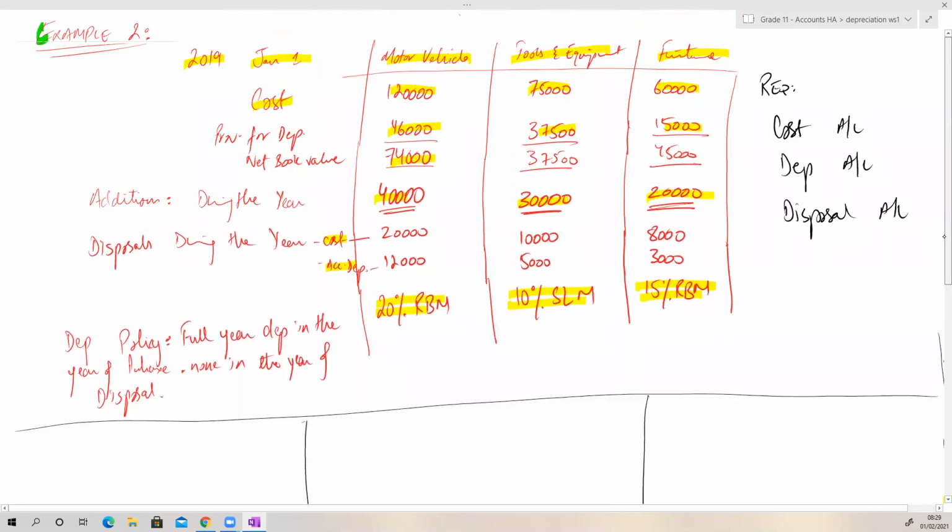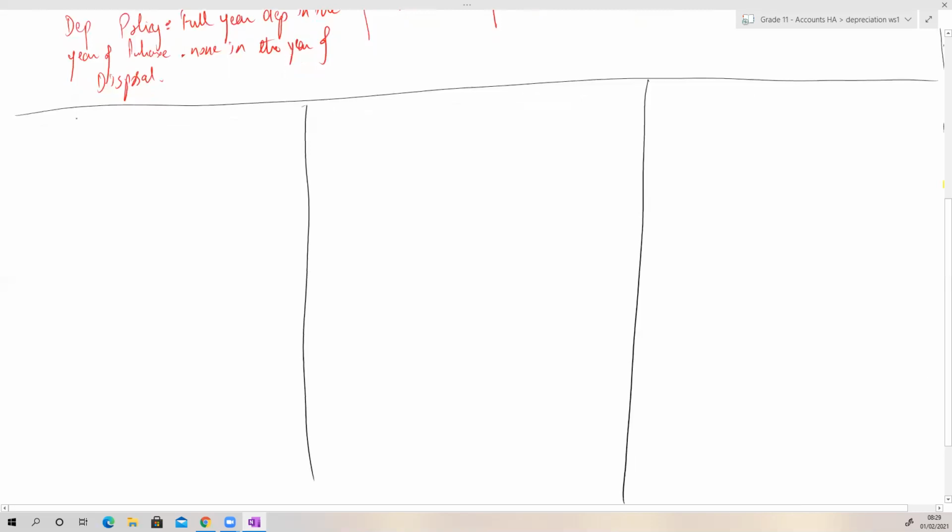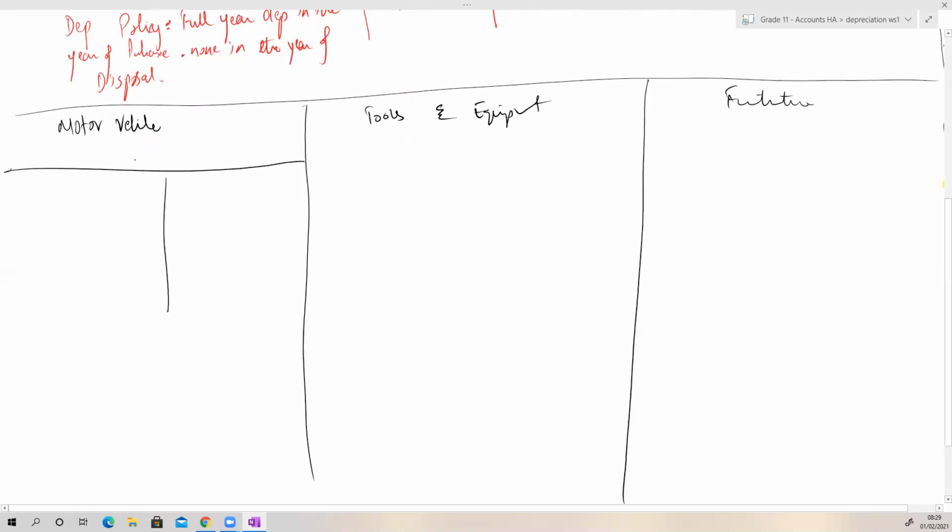So yes, we have motor vehicle, tools and equipment, and furniture. सबसे पहले इनका cost account.